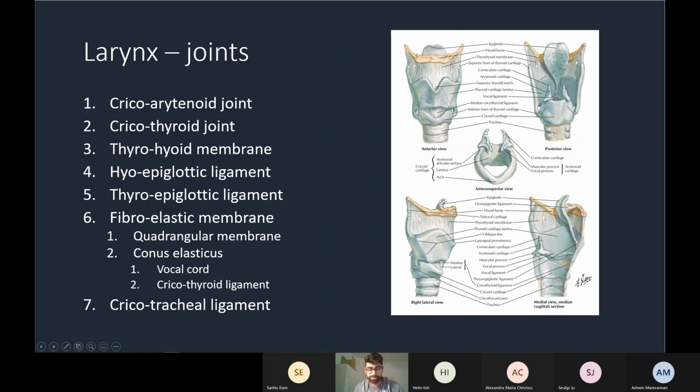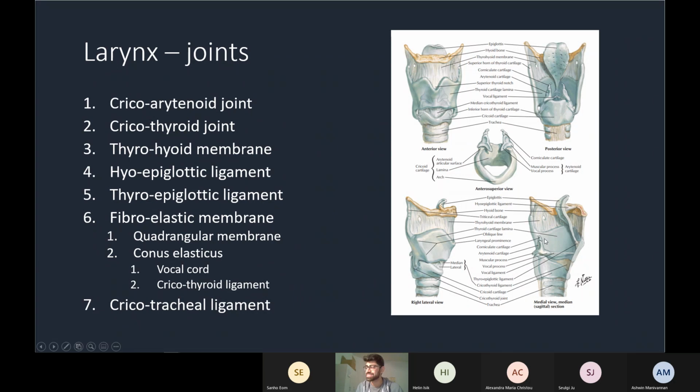Now, fibroelastic membrane. It's a little bit tricky to see on here, but it's actually composed of two main components. We have the quadrangular membrane, and we have the conus elasticus. Sorry, this is not actually easy to see on this, but I'll try and mention this in a later slide. But there are two components.